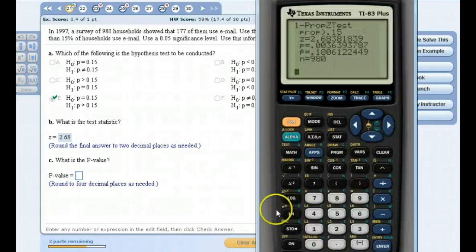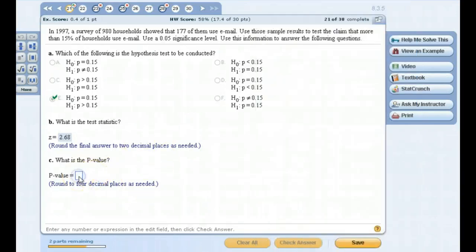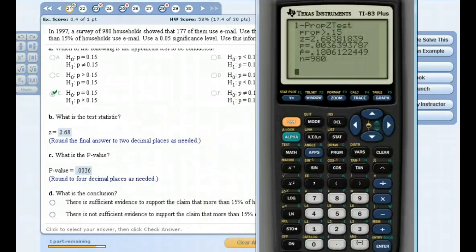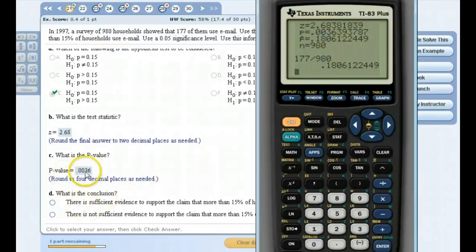What's the p-value? The p-value is right underneath the test statistic. The p equals, that's not p hat, that's not the claimed population proportion here. That's the p-value, the probability of seeing that particular statistic. So just don't confuse p hat with the p-value. Okay, those are completely different. And then it's just showing you the next thing down, 177 divided by 980. That's what the p with the little hat on it represents. So that's where that 0.1806 that's below the p-value comes from. That's just letting you know what p hat is.